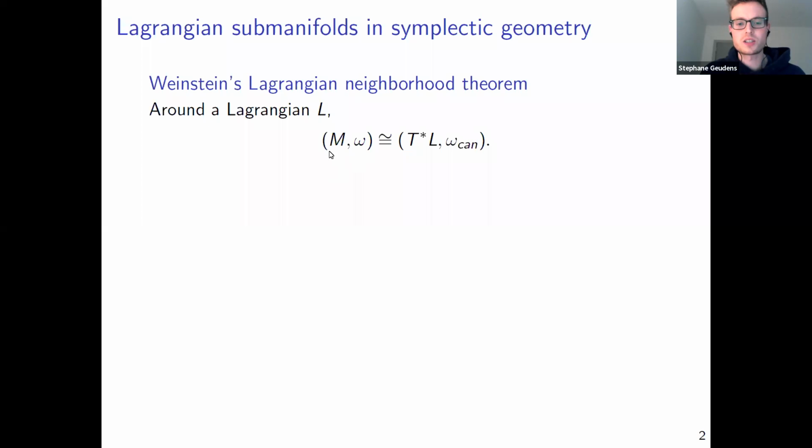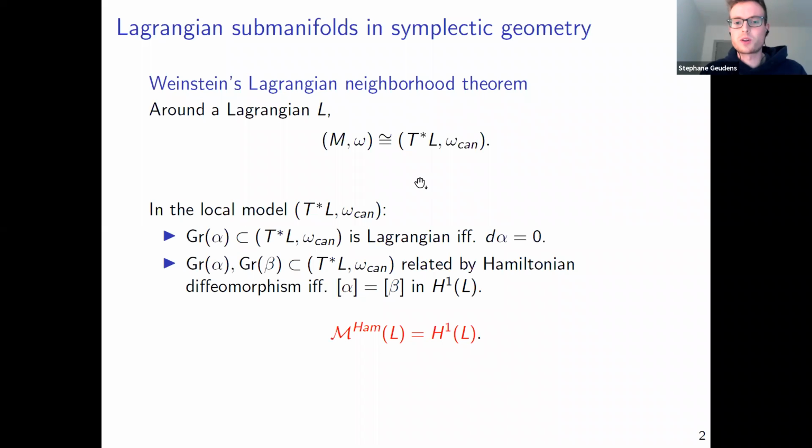Around the Lagrangian, the symplectic manifold is symplectomorphic with T*L with its canonical symplectic form. And so, as a consequence, if you want to study deformations of the Lagrangian submanifold, you can just look at what happens in the local model in T*L, and say that we look at C1-small deformations. That means that we look at sections of T*L for which the image is Lagrangian here.